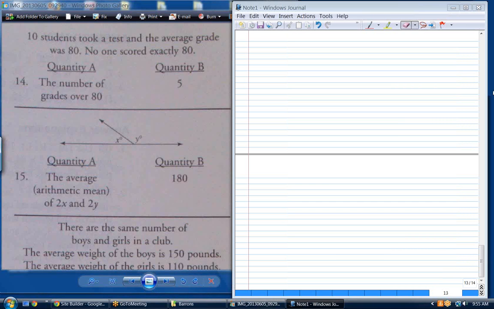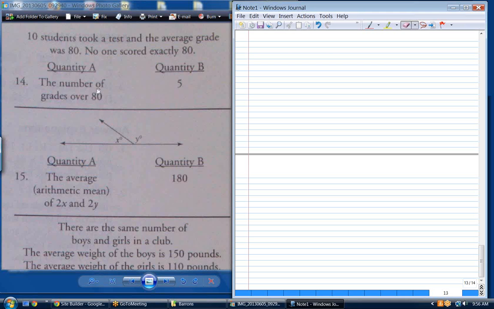Right. Yeah, you got to be a little careful with that kind of thinking. That happens to be correct on this problem. But there are limits because nobody can score less than 0. Nobody can score more than 100. Okay. And nobody scored exactly 80. Although that may be an irrelevant piece of information, it may not.